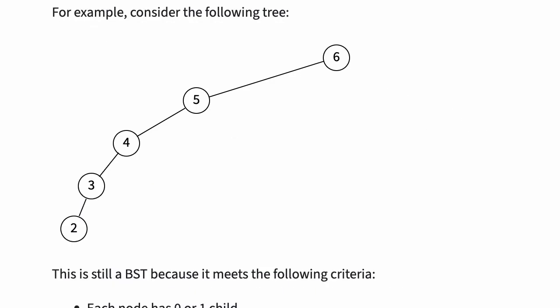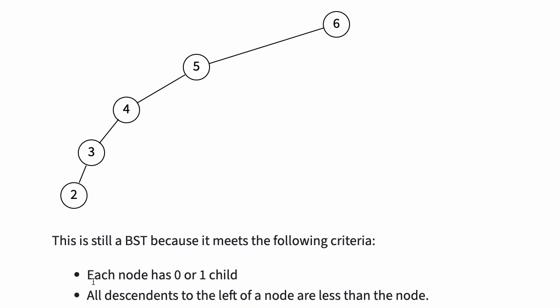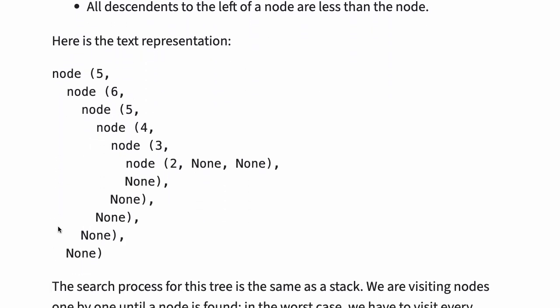Unfortunately, not all BSTs are perfectly balanced like our example above. For example, consider the following tree. This is still a BST because it meets the following criteria. Every node has 0 or 1 child, and all descendants to the left of the node are less than the node. Here's the text representation.